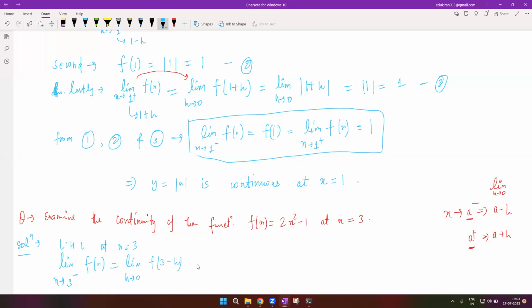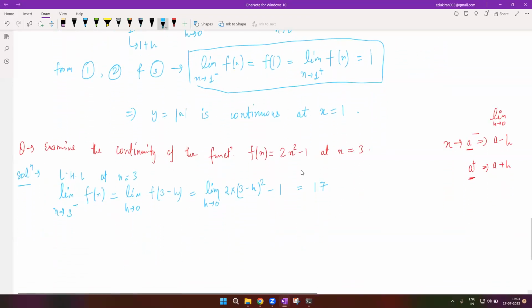Right? This is one way. And then I go like this. Limit h tends to 0. X की जगह I will replace with 3 minus h. Okay. So I will write 2 into (3 minus h) whole square. Right? It was 2x square. So instead of 2x square, now it is 2 into (3 minus h) whole square, minus 1. Right? And then I will put h is equals to 0. So ये बन जाएगा 3 square 9. 9 into 2 18. 18 minus 1 17. So this is one way.